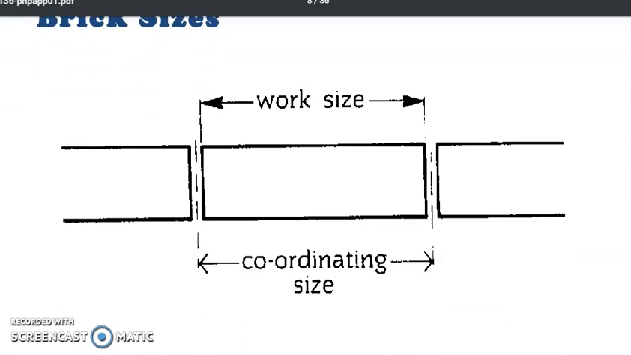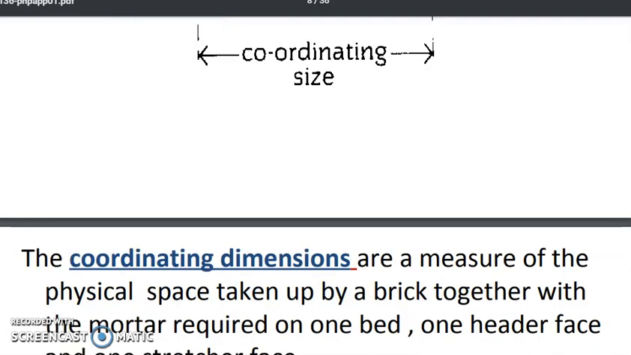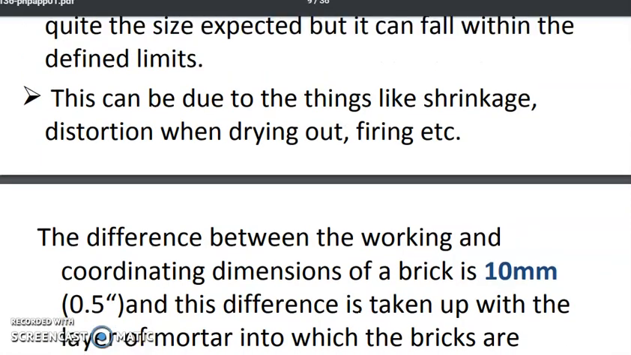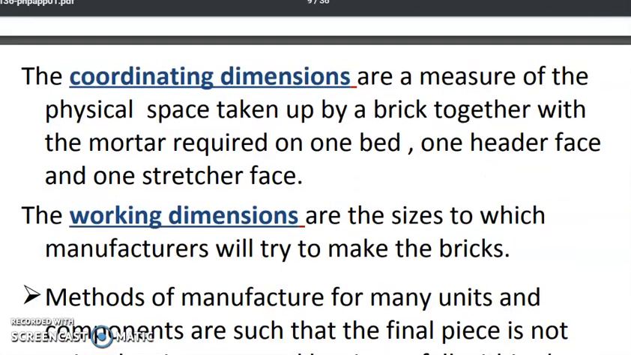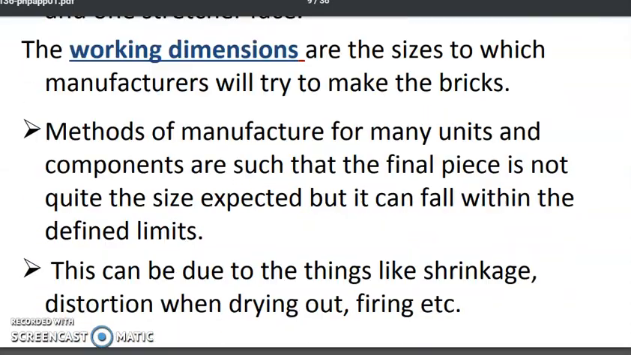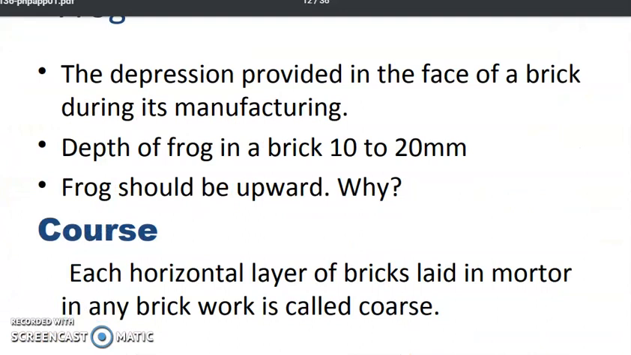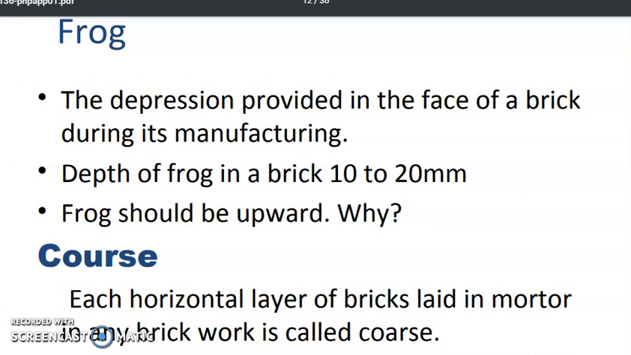So this is the working size of a brick, and the brick together with half of the mortar on either side, we'll call it the coordinating size of a brick. When we go deeper and deeper, we'll be seeing in detail regarding the coordinating dimensions and the working dimensions of a brick.